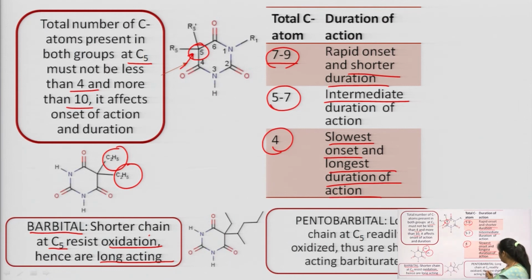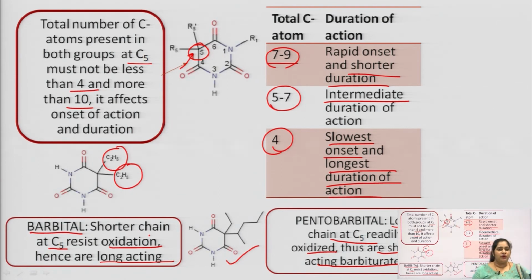When we talk about pentobarbital, it has a long chain at the carbon number 5. This is the structure of pentobarbital. So, that will readily oxidize and hence it is shorter acting as compared to barbital.